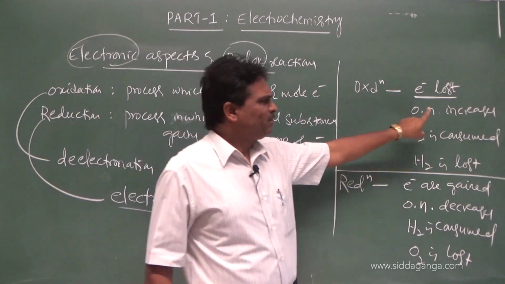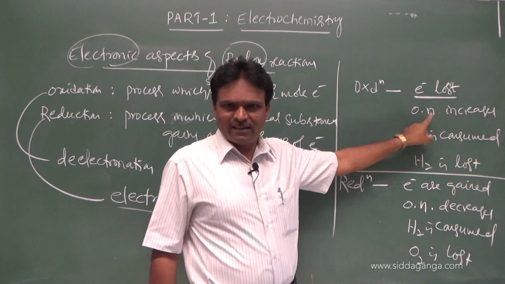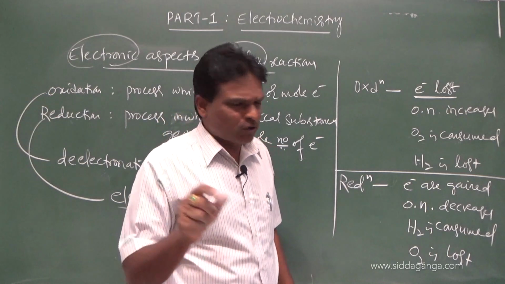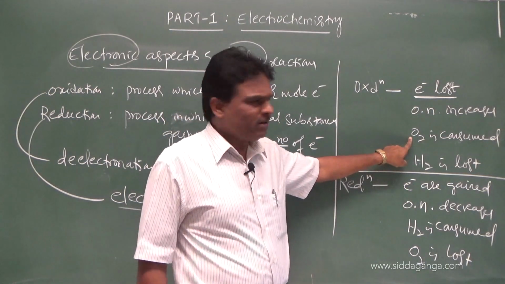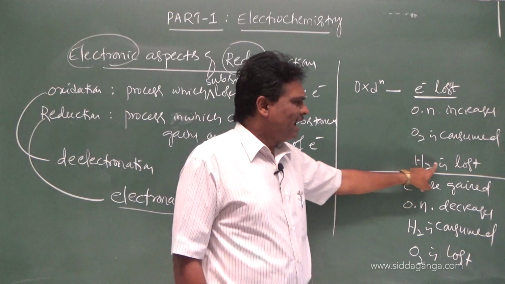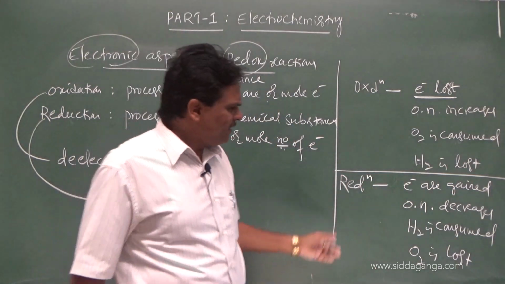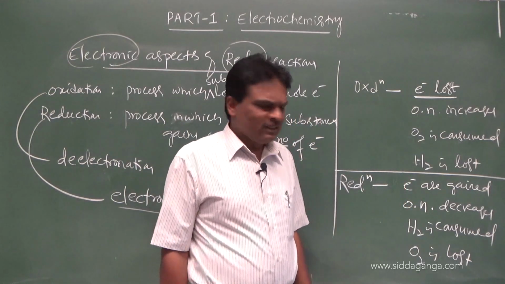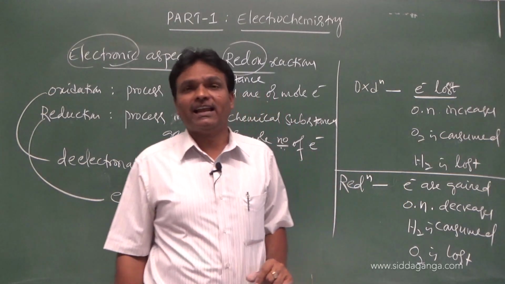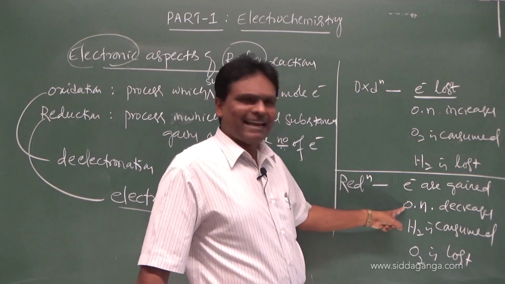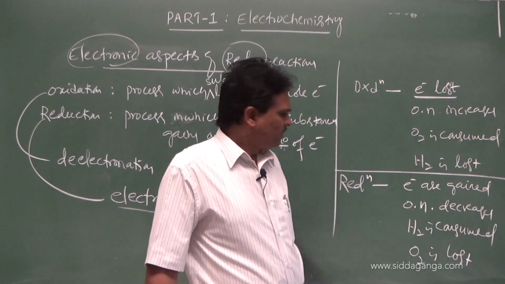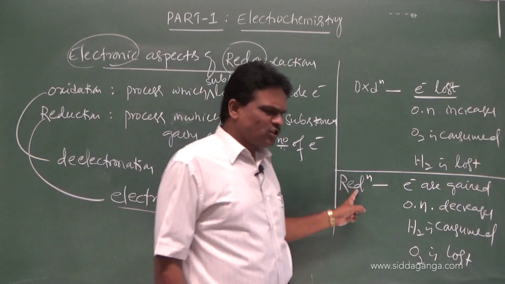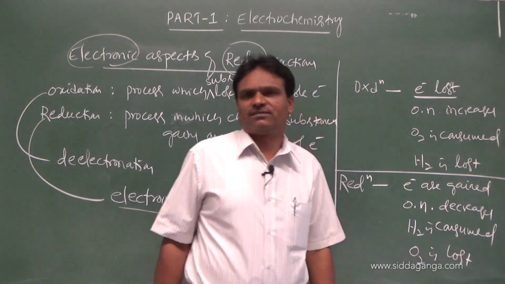Oxidation is a process in which a particular element increases its oxidation number. Oxidation is a process in which oxygen is consumed. Oxidation is a process in which hydrogen is lost. Similarly, reduction is a process in which electrons are gained. Reduction is a process in which a particular element in a reaction has its oxidation number decrease. Reduction is a process in which hydrogen is consumed. Reduction is a process in which oxygen is lost.